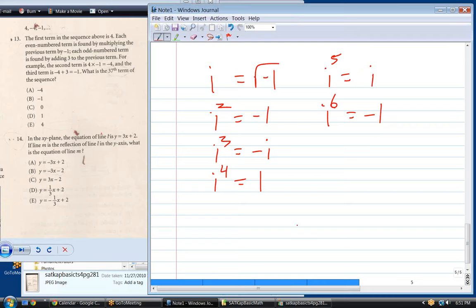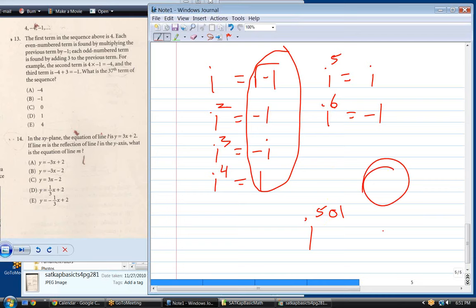So you'll frequently get a question like, what is i to the 501st power? Well, this is the sequence. i to the 501st power is going to be the first term of that sequence, because i to the 500th power is going to be the fourth term of that sequence. In other words, we want to divide that exponent by 4. Whatever the remainder is, that's the term that it is in the sequence.